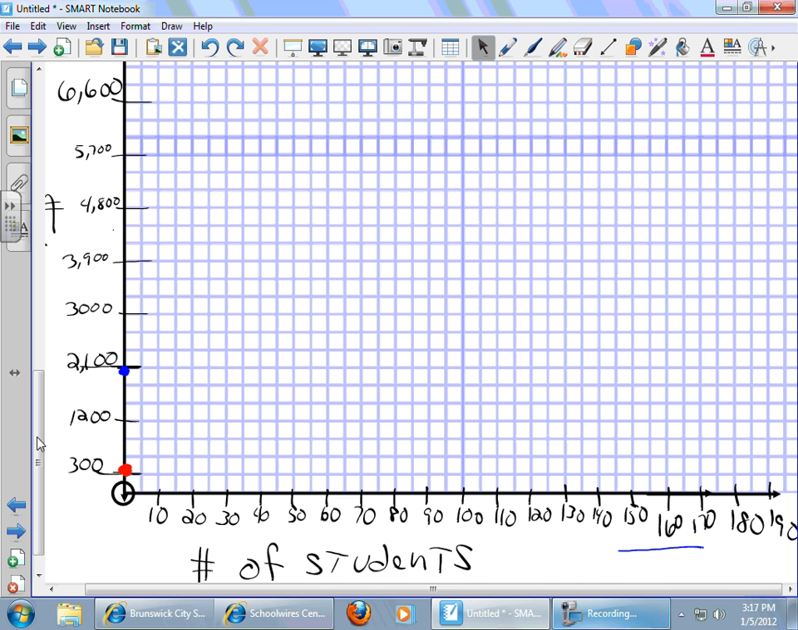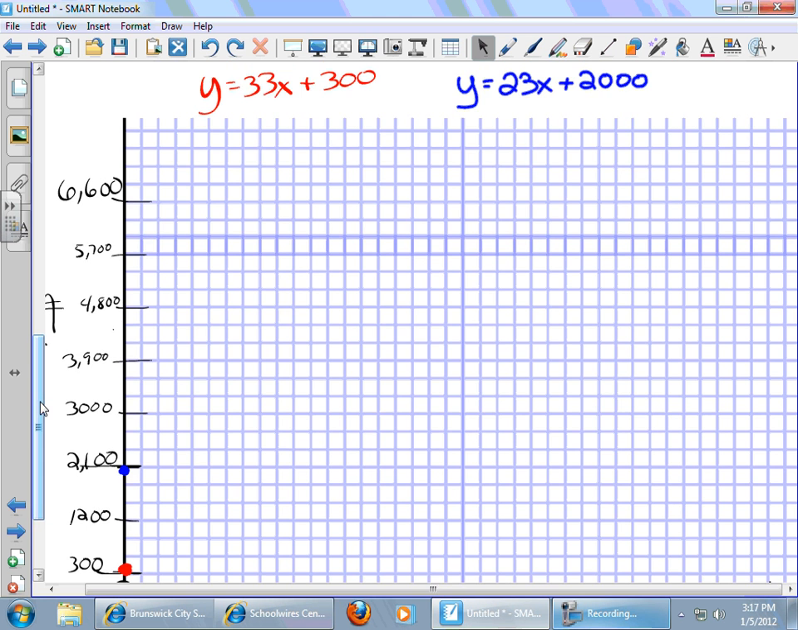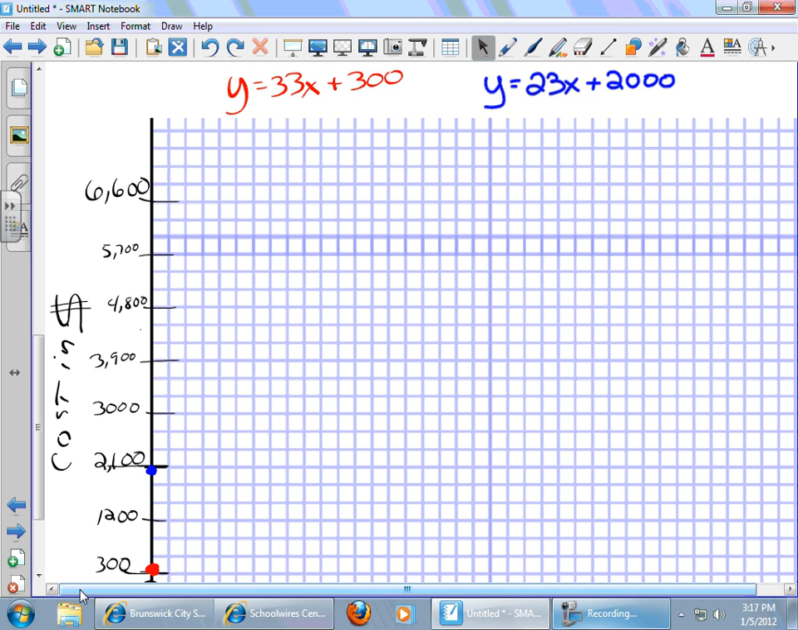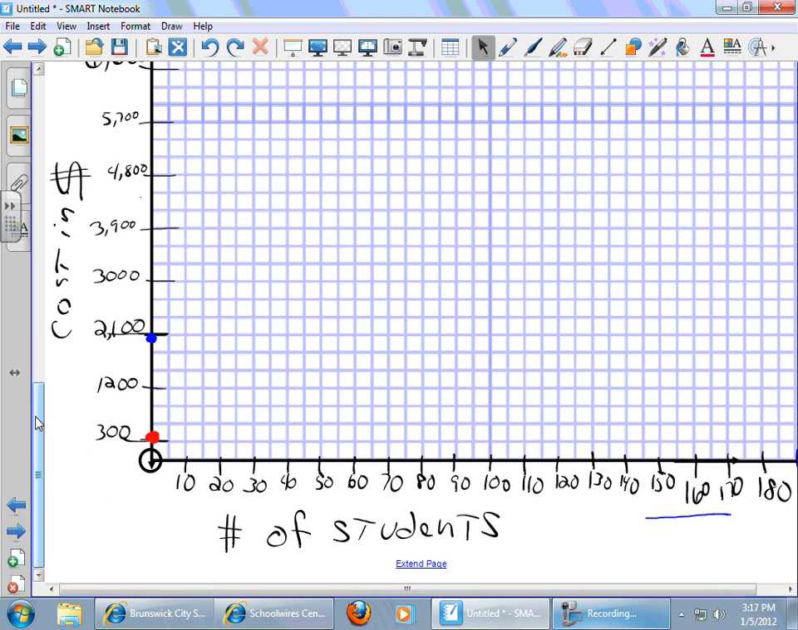Now, the y-axis is my cost in dollars, and I'm counting by 300s. I showed 300 for the first one, and then I counted by 300s all the way up, but I only showed them every 3 lines after that, every 900 that is. Okay, so the red equation had a y-intercept of 300. There it is. The blue equation had a y-intercept of 2,000, and there it is, just below 2,100.